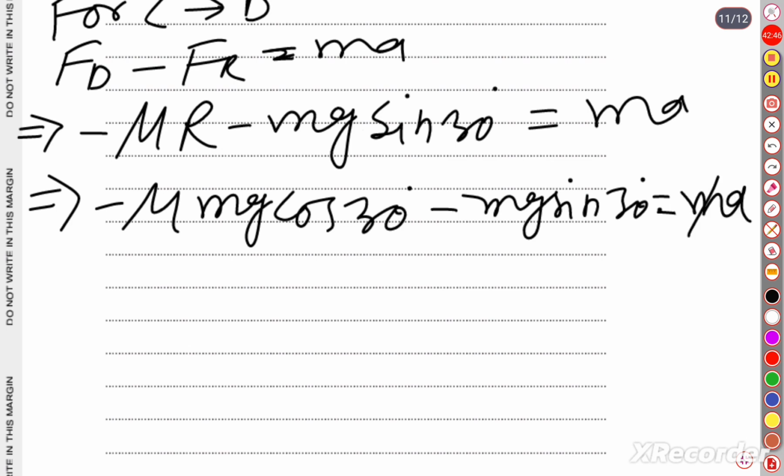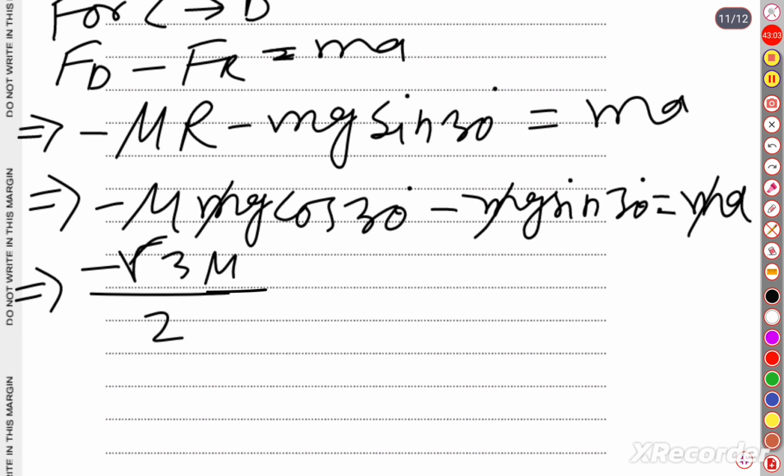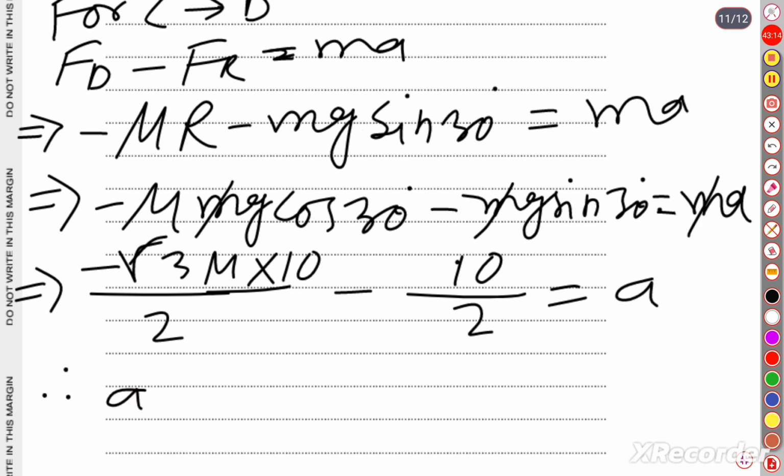Ma, and all the m's can be cancelled out, so it is going to be negative mu cos 30. We know cos 30 is root 3 over 2, so root 3 mu over 2, and then there is g, which is 10, minus g sin 30, and sin 30 is equal to half, equal to a. So our acceleration is going to be 5 root 3 mu minus 5, which is the acceleration at C. We may write here C.